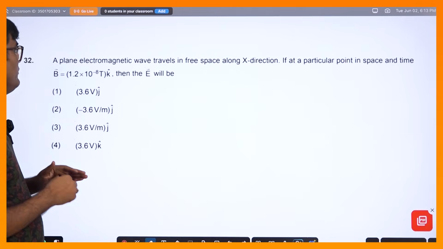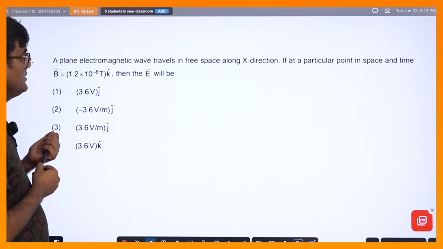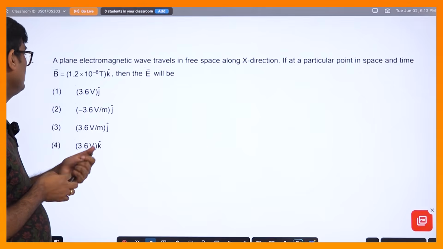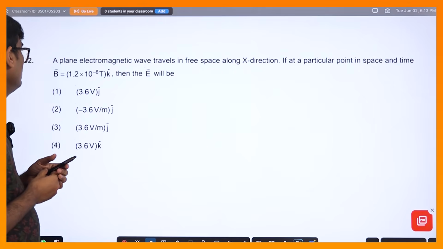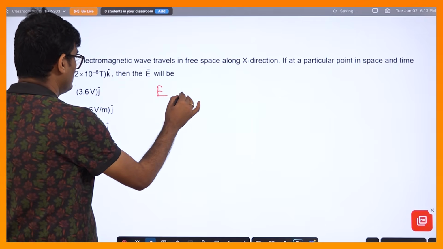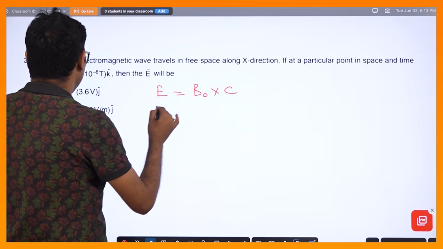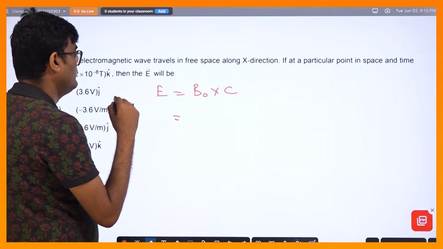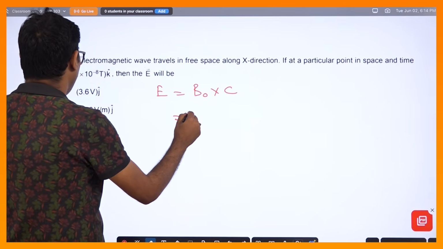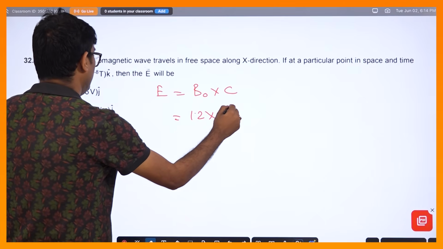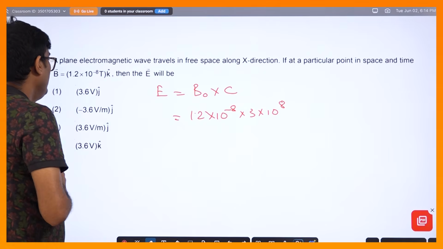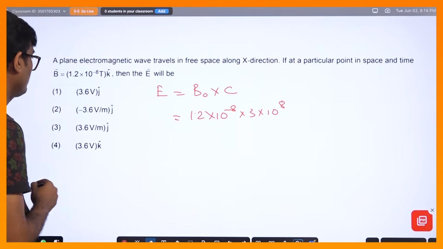A plane electromagnetic wave travels in space along the x direction. If at a particular point in space and time, B is this one, what is the electric field? Right. So I think that E is equal to B naught into C. B is given as 1.2 into 10 power minus 8, into 3 into 10 power plus 8. So it is 3.6, right? But if it is K cap, right?